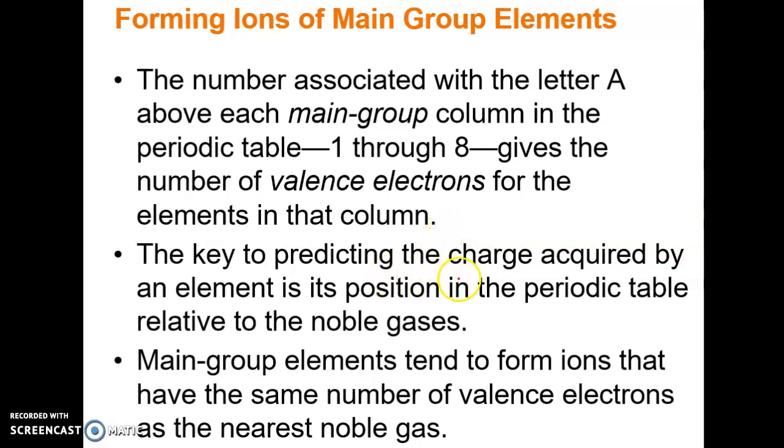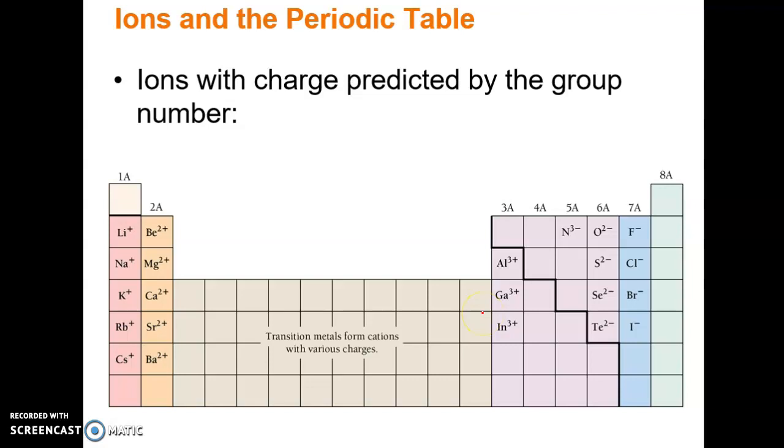All right, the key to predicting the charge acquired by an element is its position on the periodic table with respect to the noble gases. Main group elements tend to form ions that have the same number of valence electrons as the noble gas closest to it. If you keep in mind, these are the noble gases. They have 8 valence electrons. 8 is like perfect. That means they aren't really going to react. So everybody wants to lose or gain electrons to be just like them.